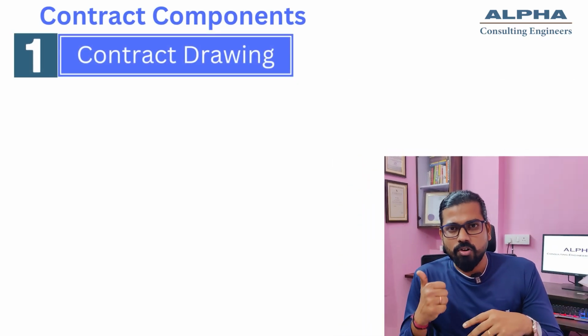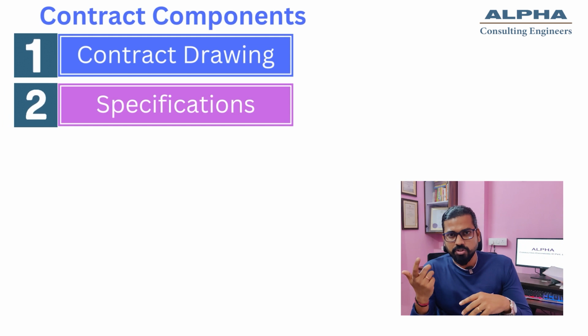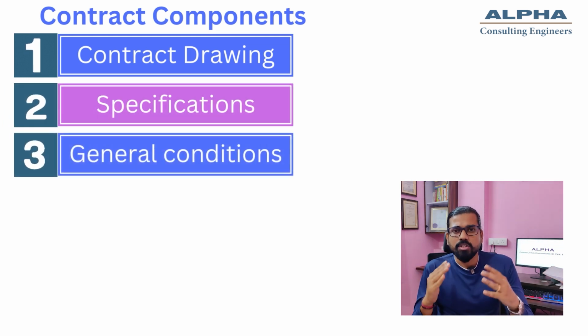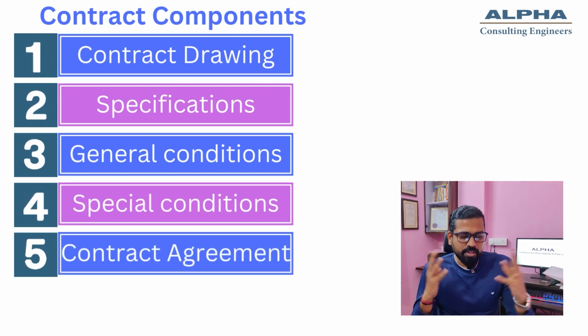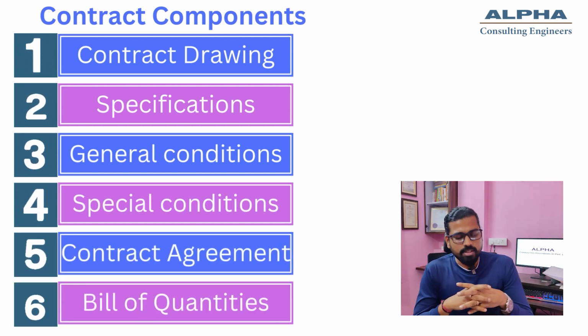In this video, we are going to learn about the components of a contract document. What are those documents which are required in a construction project to complete a standard contract document? So let's go to them one by one. The first one is the contract drawings. Second is the specifications. Third is the general conditions of contract. Fourth is the special conditions of contract. Fifth is the contract agreement. And sixth is the bill of quantities. So let's quickly go to them one by one and understand them in detail.